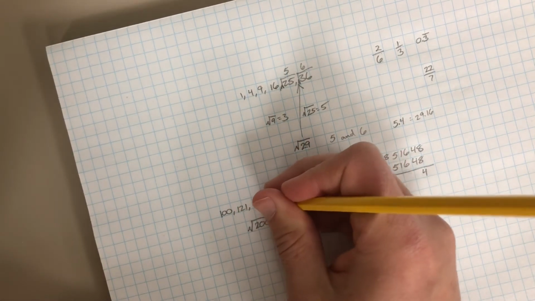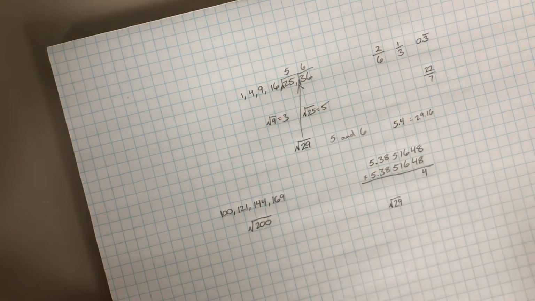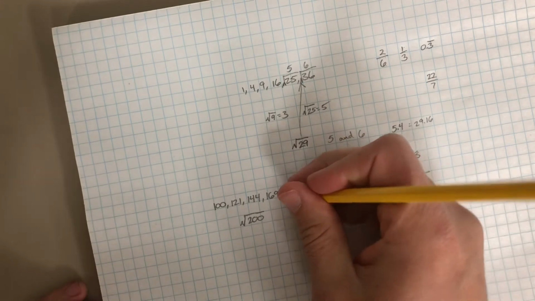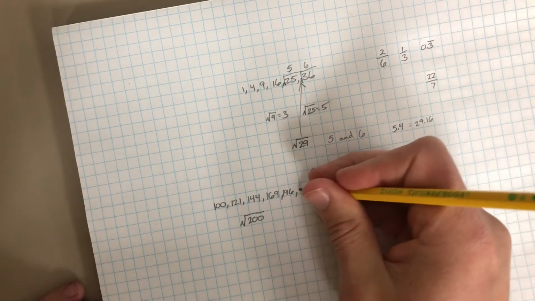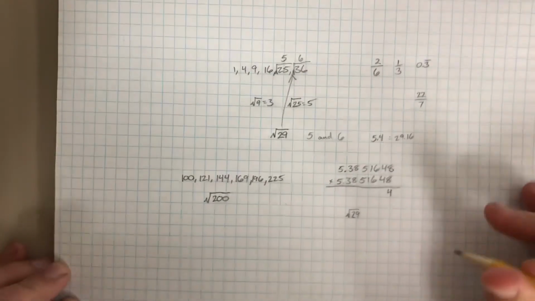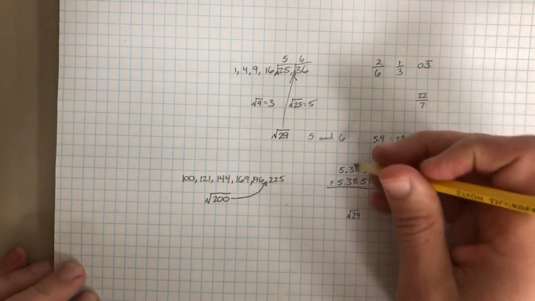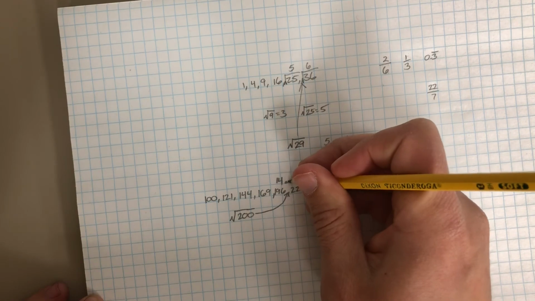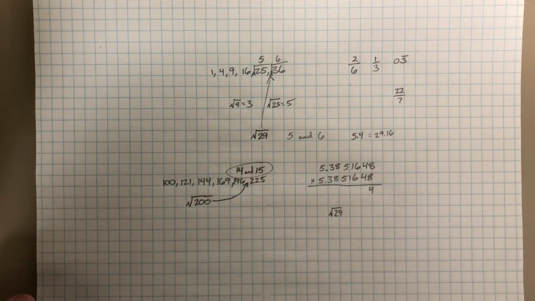12 times 12, 144. 13 times 13, 169. 14 times 14, 196. And 15 times 15 is 225. So 200 would fall between 196 and 225, so it falls between 14 and 15. Okay? And that's how you estimate square roots.